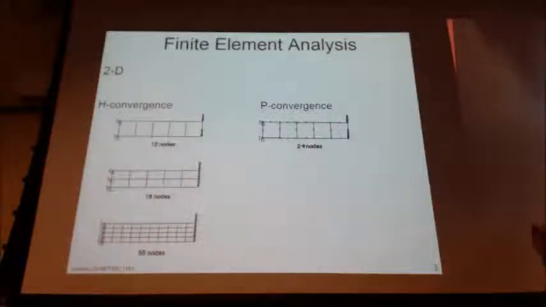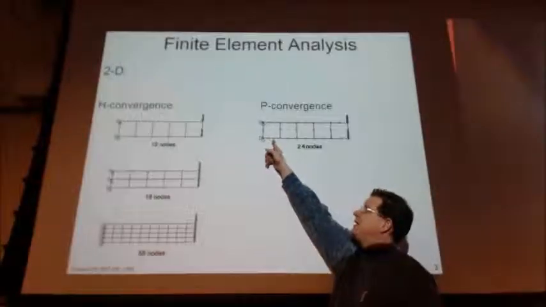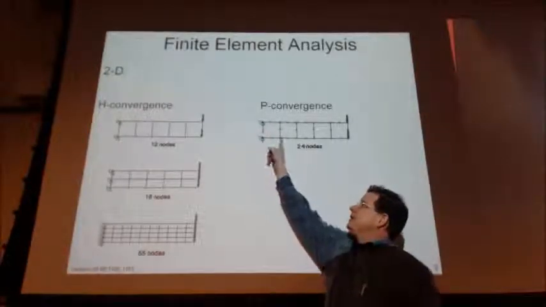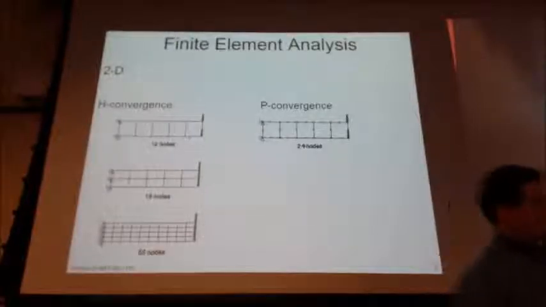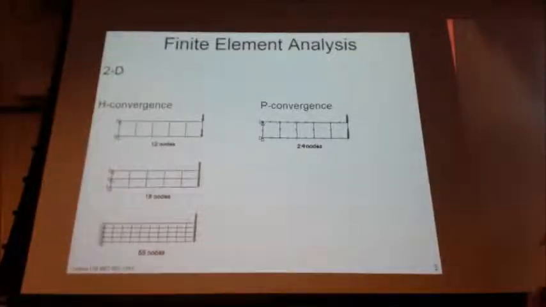So H convergence is just adding more elements to the shape. P convergence, you're actually adding a mid node. So this is one element, but you add a mid node to that element, or the software does. So that's by adding more nodes that way. It's called P convergence. Typically, you're going to start with H convergence and work with that methodology. In any case, you have the two methods, but primarily we're going to work with H.